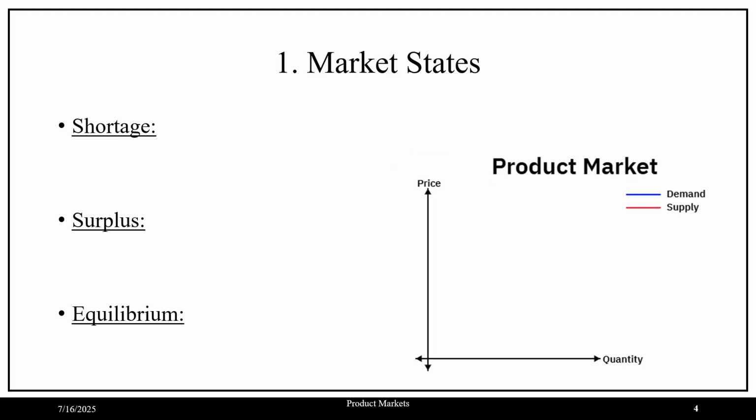All right, so we have our product market graph on the right, where we have price on the vertical axis, and we have quantity of the good or service on the horizontal axis. We're going to draw our supply and demand graphs and see what we can observe. First, let us draw our upward sloping supply curve.